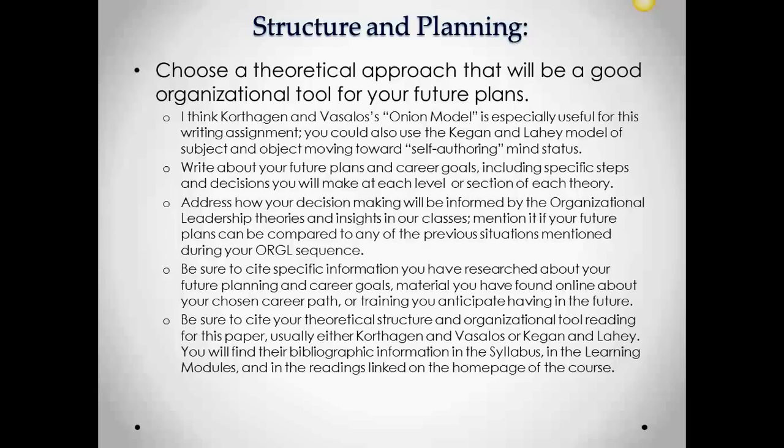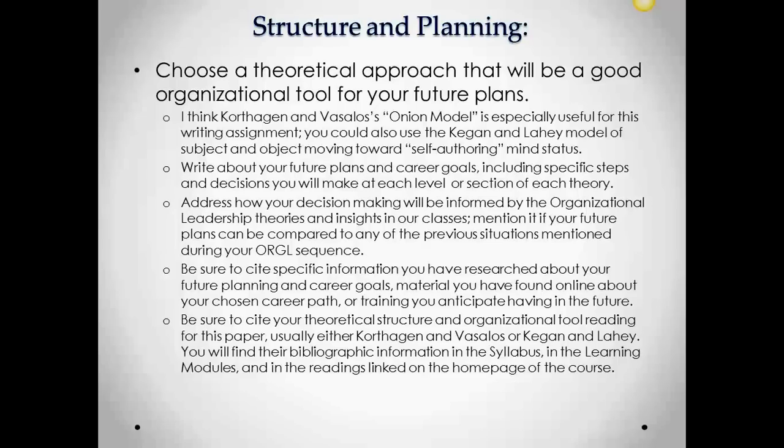So the first thing that I would do is pick a theoretical approach that works from the organizational leadership literature. I would tend to pick Korthagen and Vasalos' onion model because it's a good way of breaking down exactly what your goals are, what your mission will be, and how you will end up having to interact with other people and with your environment as you go through the process of searching out your goals. When you're talking about doing an essay using this model, remember that you can also think about it in terms of approaching a self-authoring mind status.